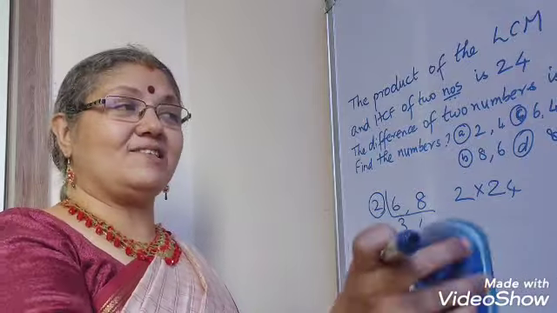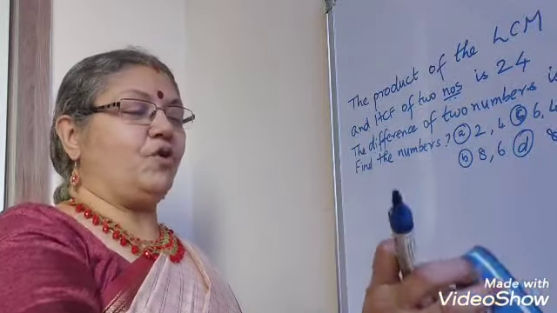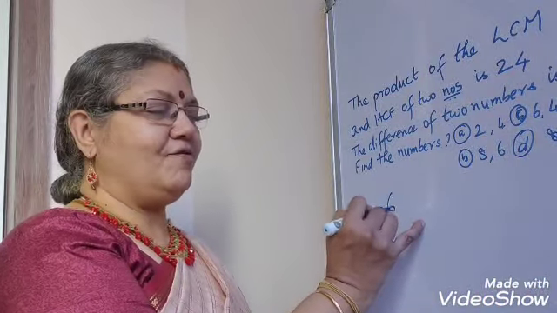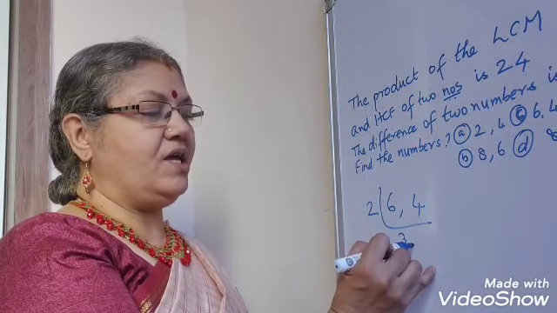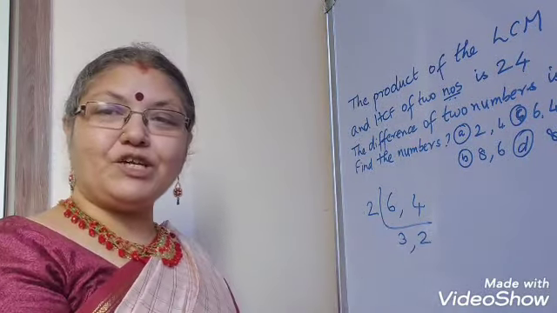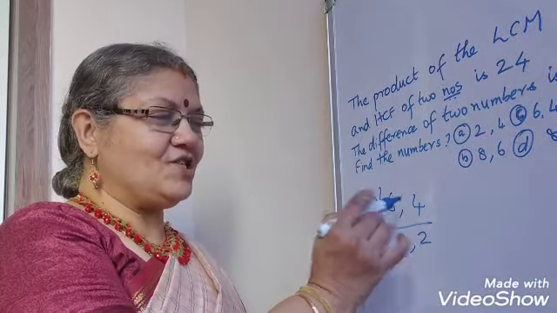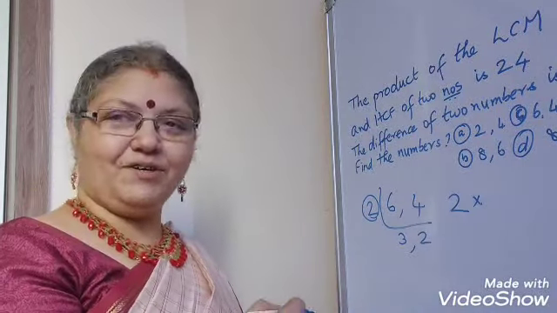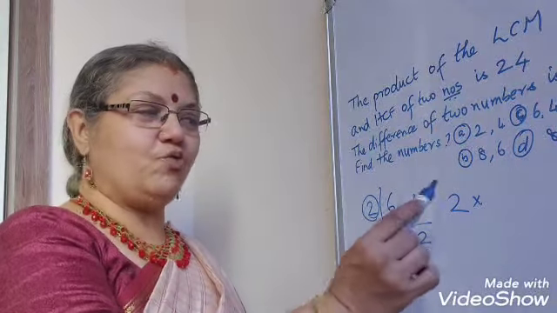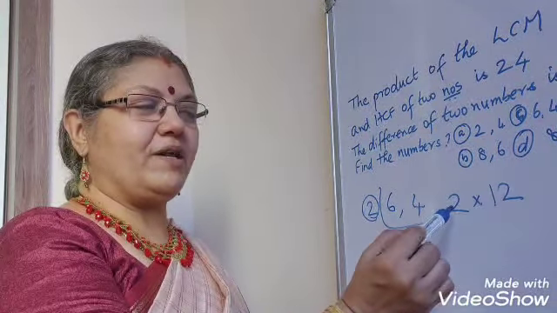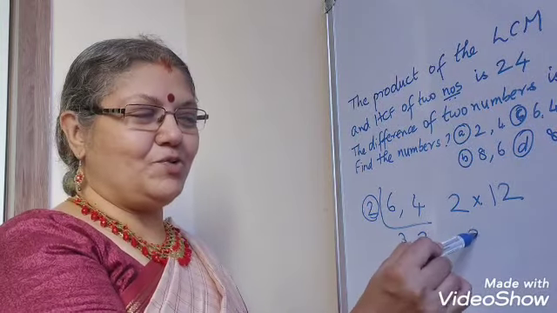Now let's look at 6 and 4. So for 6 and 4, let's find out the LCM and the HCF. 6, 4, take up 2 which is the common factor. So 3, 2. So now let's see, your HCF is 2. So we have got your HCF here. What is the LCM? 2 multiplied by 3 is 6. 6 multiplied by 2 is 12. So your LCM is 12. The product of them, is it 24?